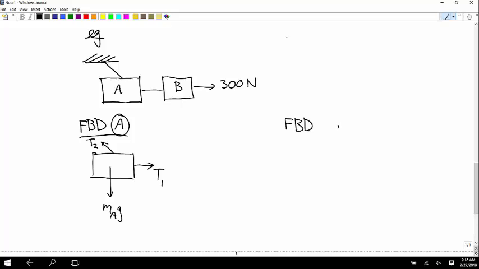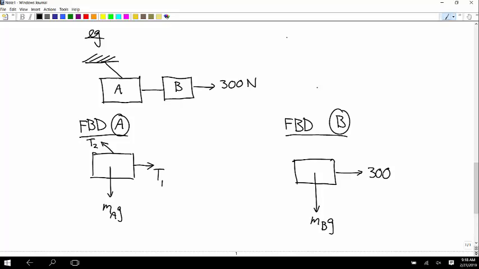And then a free body diagram of B. There's the weight force, MBG. There's the given force of 300 newtons. And then there's the force applied by the cable between A and B. It's parallel to the cable, away from the chosen body. And since it's the same cable as this one that I labeled T1, magnitude is the same.